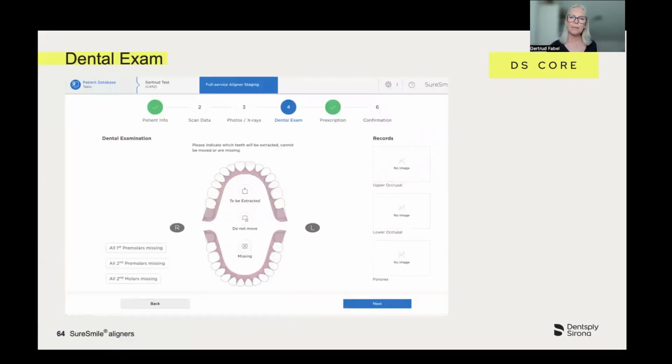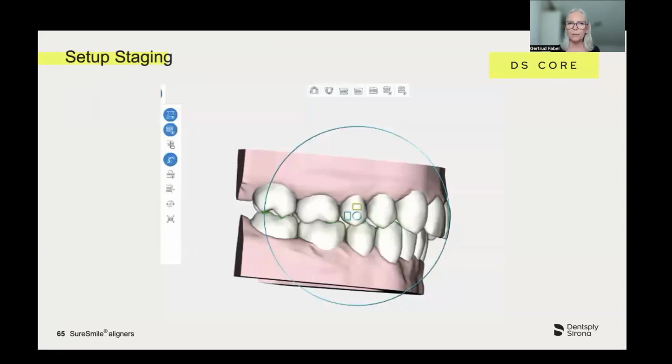The dental exam is more or less my work, or one of my colleagues is doing the exams. This is the place where we have to click on teeth which are missing or which cannot be moved, like implants or special root-treated teeth. We would also notice here if we want to have the midline corrected to the lower or to the upper arch, and so on. So this is the dental exam, which has to be uploaded.